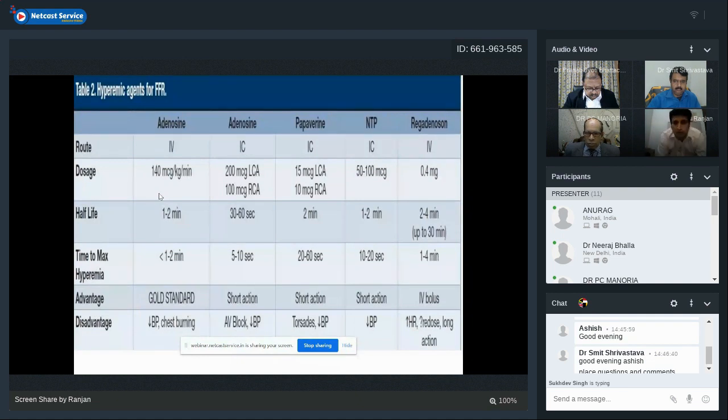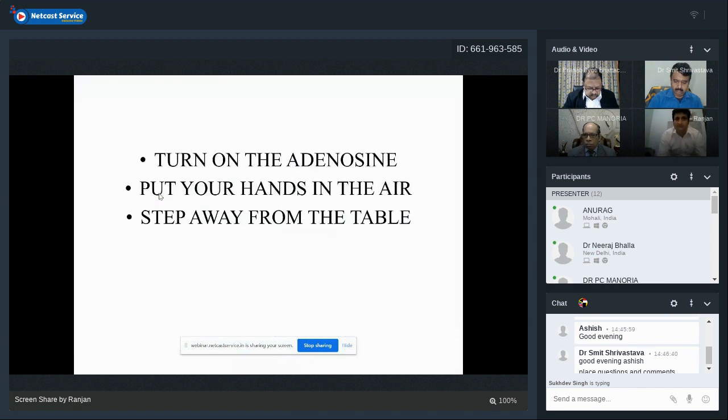Always make sure you give nitrates in the beginning. It's very important to give nitrates in the beginning, but you don't have to repeat with each injection. So give a nitrate, make sure there is no spasm and your epicardial coronaries are dilated. Use adenosine to dilate your resistance vessels and make sure that if the lesion is significant, that's when the pressure falls.